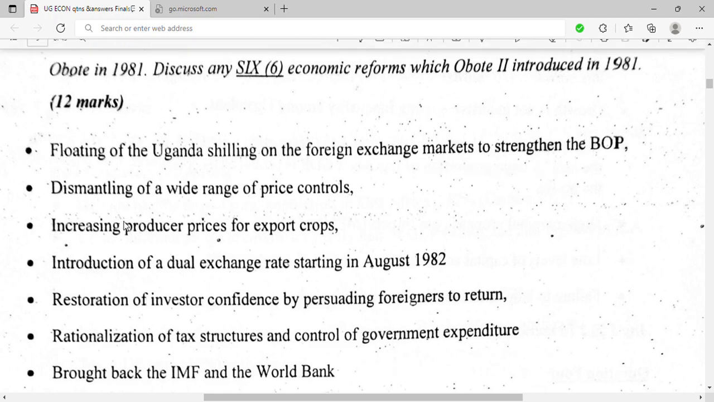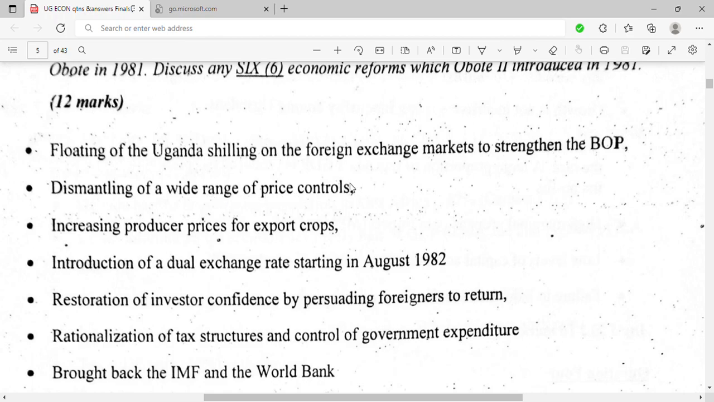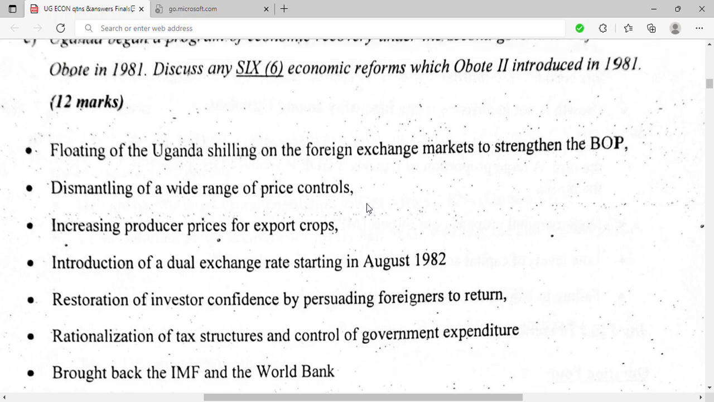Then he dismantled the wide range of price controls. Remember, Amin had set maximum price controls in his regime. So when Obote II came into power, he had to remove those price controls in order to recover the economy. Then there was increasing producer prices for exports. He increased the prices for exports, which increased the revenue of the country and in turn improved the balance of payment position.